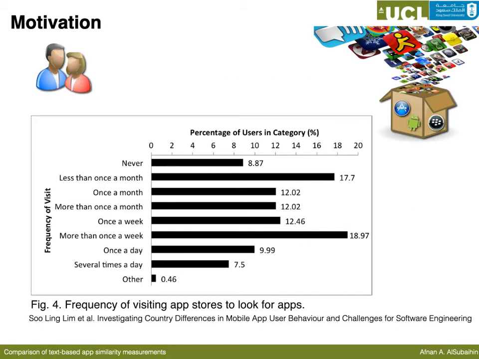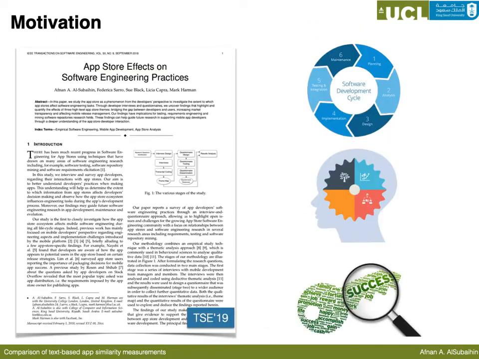The majority of apps are downloaded using app stores. This research by Lim and others found that less than 1% of users do not refer to the App Store for app install or discovery. Therefore, it can be deduced that app stores pose as the main software deployment repository for mobile apps.